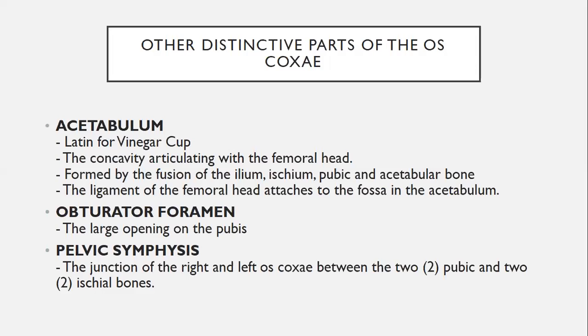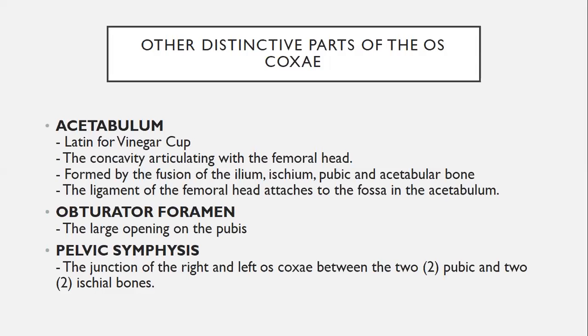Other distinctive parts of the os coxae: we have the acetabulum. It's Latin for vinegar cup, the concavity that articulates with the head of the femur, formed by the fusion of the ilium, ischium, pubis, and the acetabular bone. The ligament of the femoral head will attach to the fossa in the acetabulum.